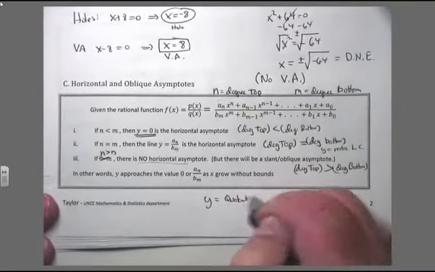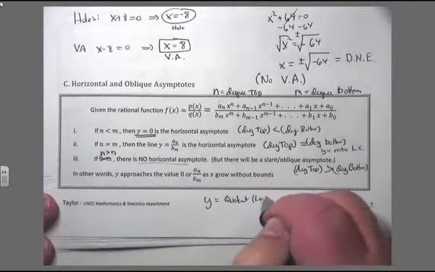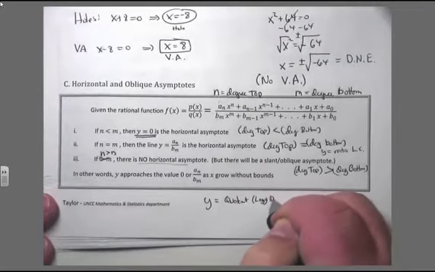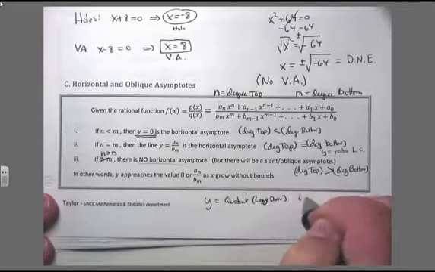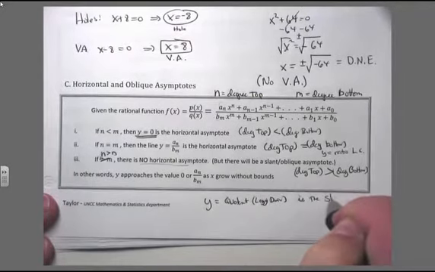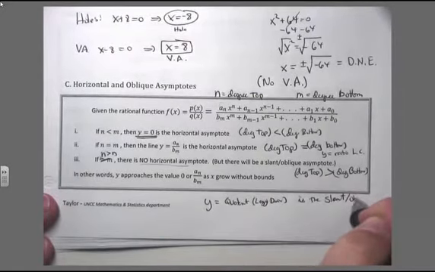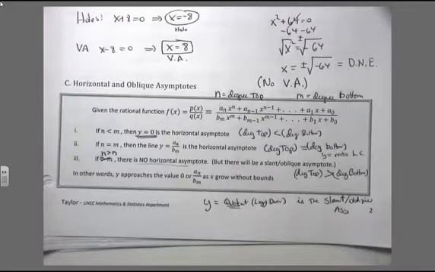Quotient after long division is the slant or oblique asymptote. This is how you get it. You get y equals the quotient when you do your long division.